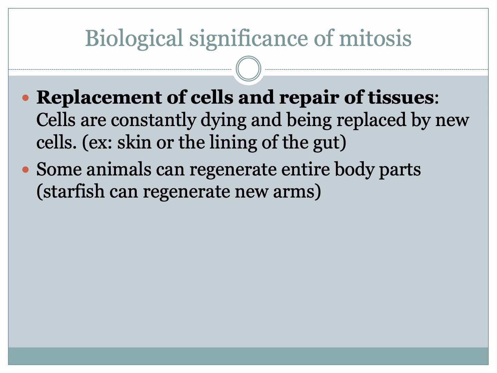Replacement of cells and repair of tissues. Cells are constantly dying and have to be replaced by new cells, such as replacing your skin or the lining of the gut. Some animals can regenerate entire body parts. A starfish can regenerate new arms.